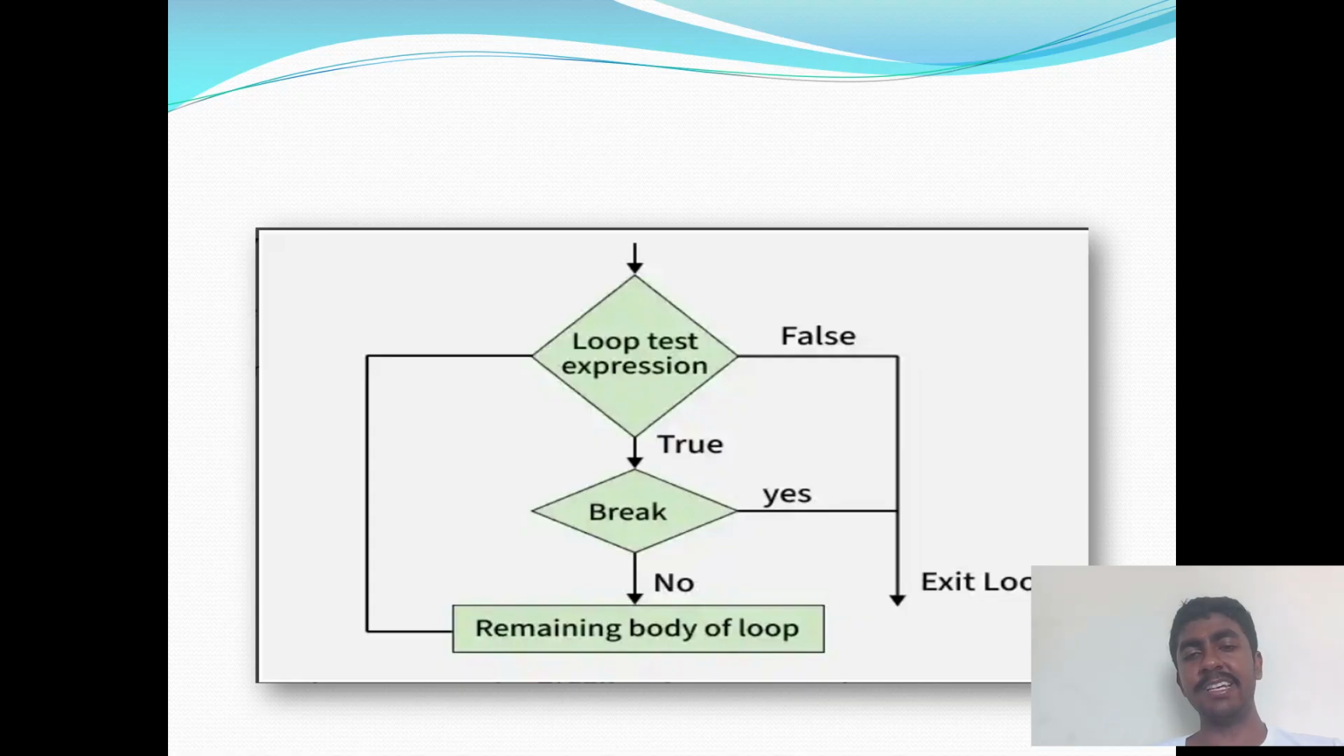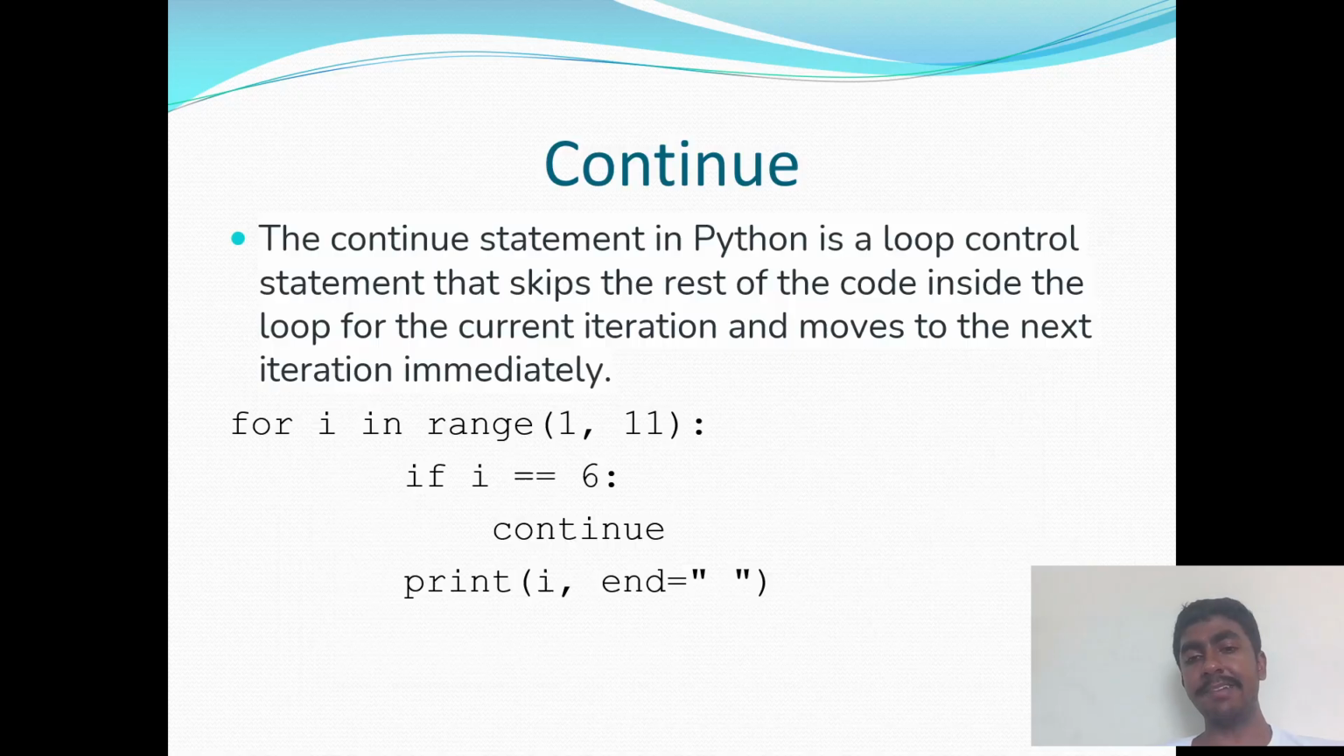Imagine you are watching a movie, and halfway through, the electricity goes off. The movie stops completely. This is exactly what break does. It simply stops the loop. Now, here's a different situation. Suppose you are reading a book. One page is damaged. Can you still continue reading the rest of the book? Of course. You simply skip that one page and continue reading the next one. This is exactly what continue does. So it does not stop the loop. It simply skips the current iteration and moves to the next one. This is the biggest difference between break and continue.